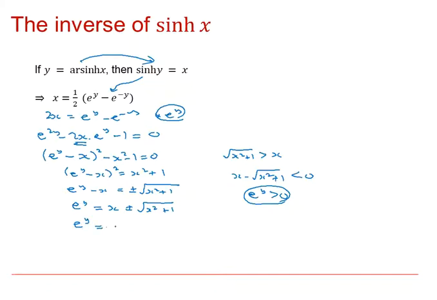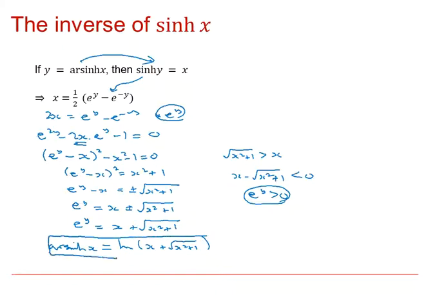and say that e to the y needs to be x plus the positive square root of x squared plus 1, and therefore y equals the natural logarithm of x plus the square root of x squared plus 1. And y was, of course, originally arsinh x. So that is the standard logarithmic form of arsinh x.